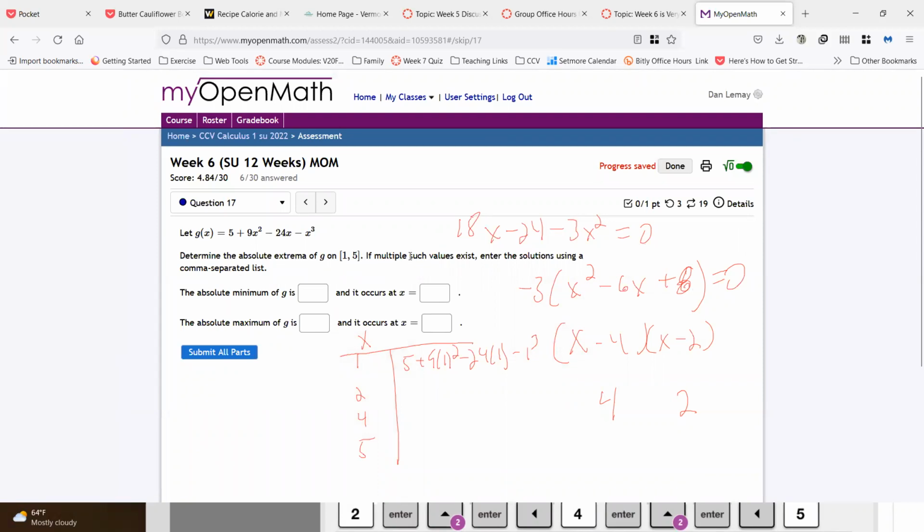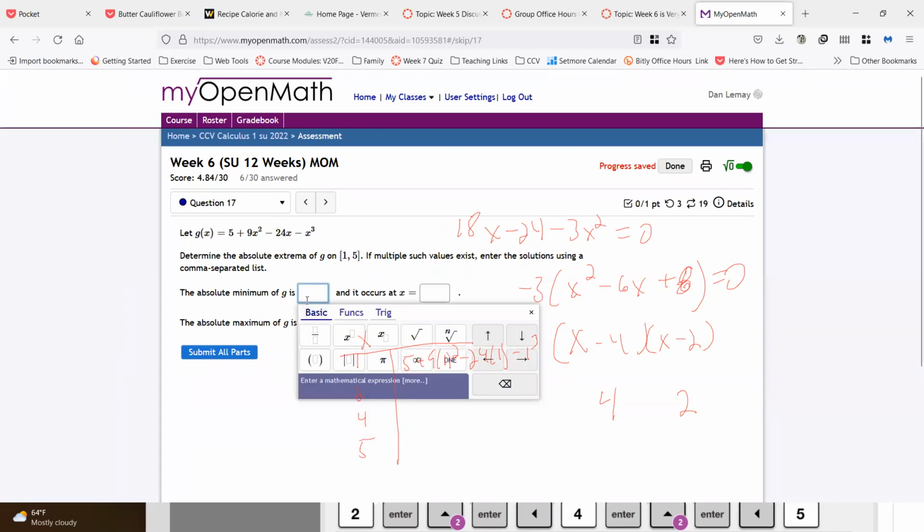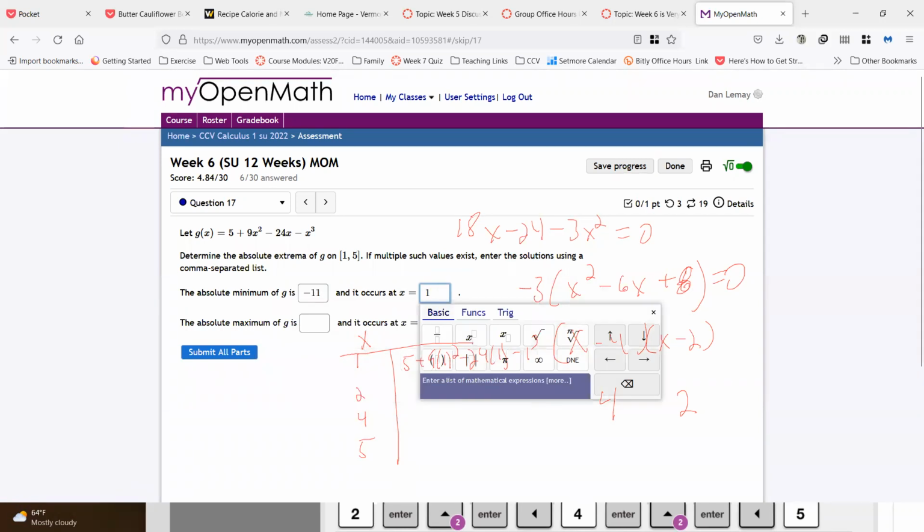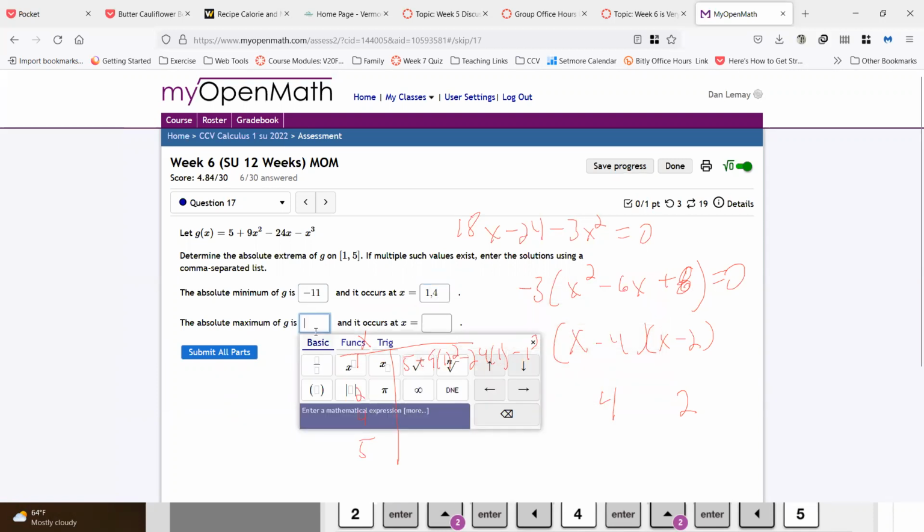Determine if multiples, oh yeah, like enter the solutions using a comma separated list. So the minimums are happening at 1, 4. Oh, no, sorry. This is the answer. This is the y, which is negative 11. And this happens at 1, 4. And the maximum, sorry, I did this wrong. The negative 11 is the maximum. Negative 11, 1, 4.